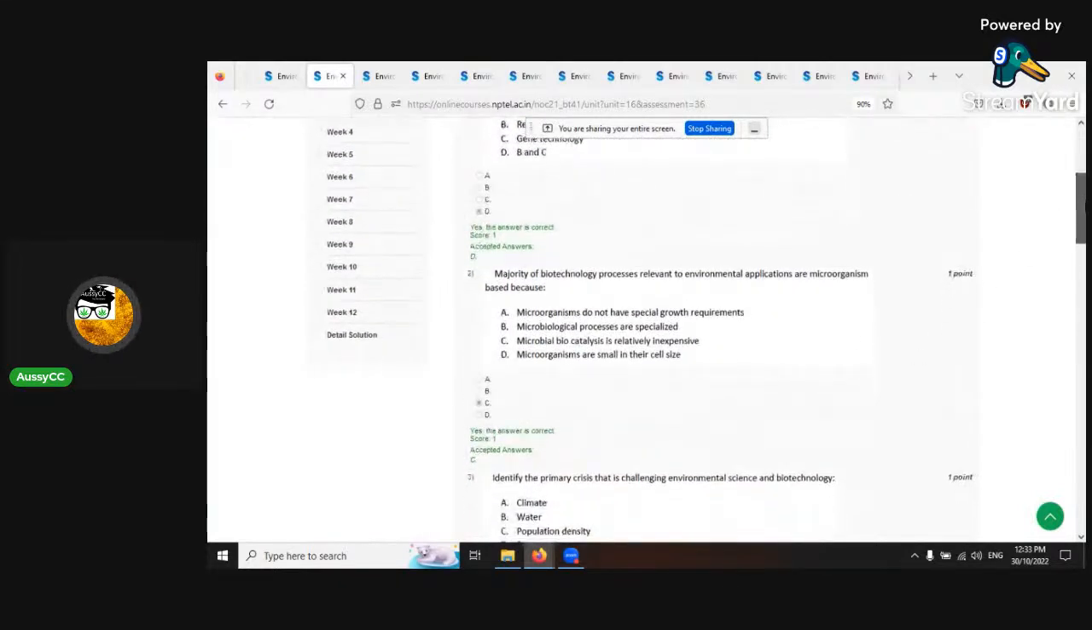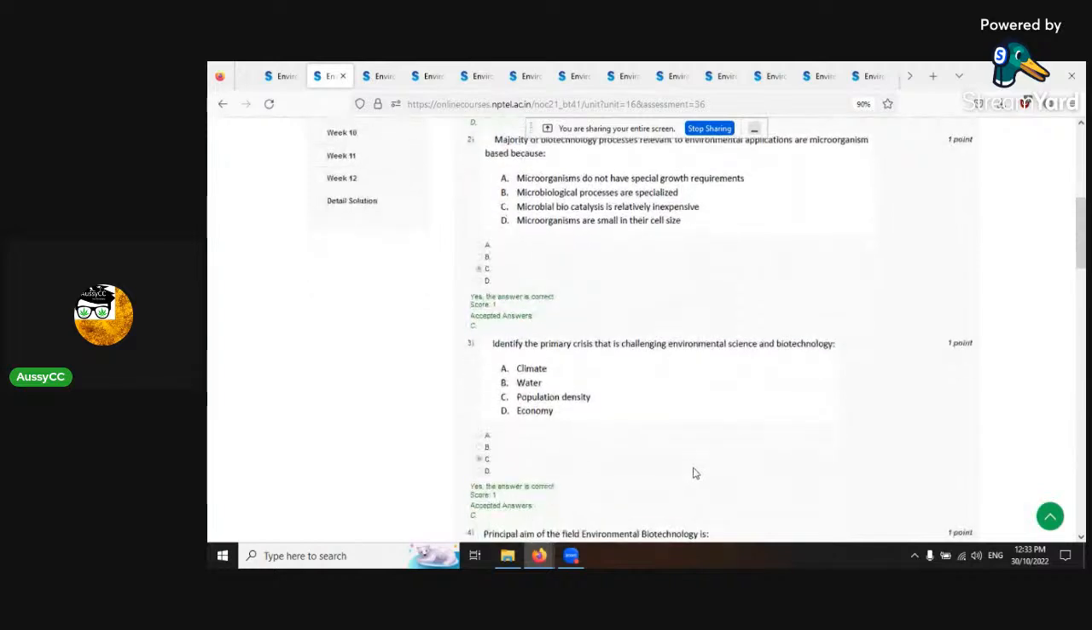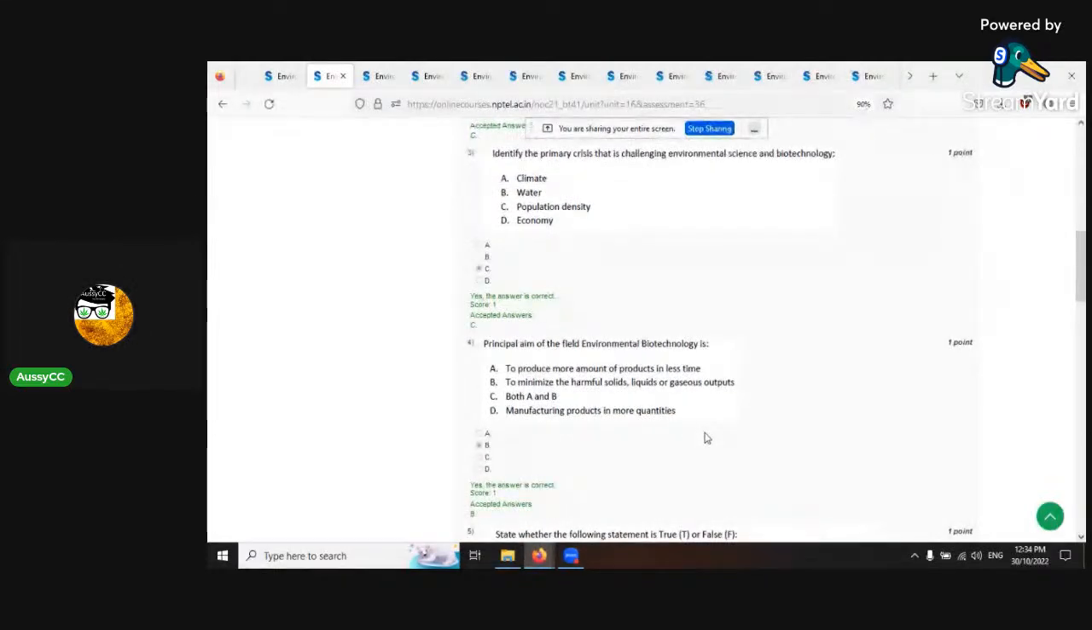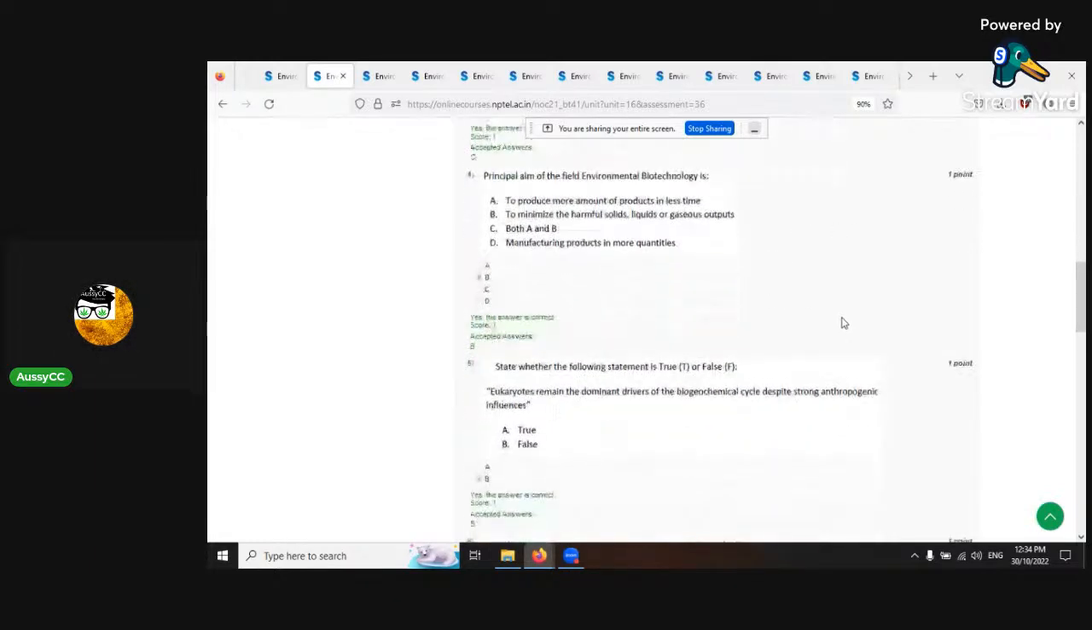Identify the primary crisis that is challenging environmental science and biotechnology: climate, water, population density, yes, population density. The principal aim of the environmental biotechnologist is to produce, no, to minimize, yes. Control, yes. Minimize, B. Is this true or false? Eukaryotes remain the dominant drivers of the biogeochemical cycle despite strong anthropogenic influences. No, it's prokaryotes, so it's false.